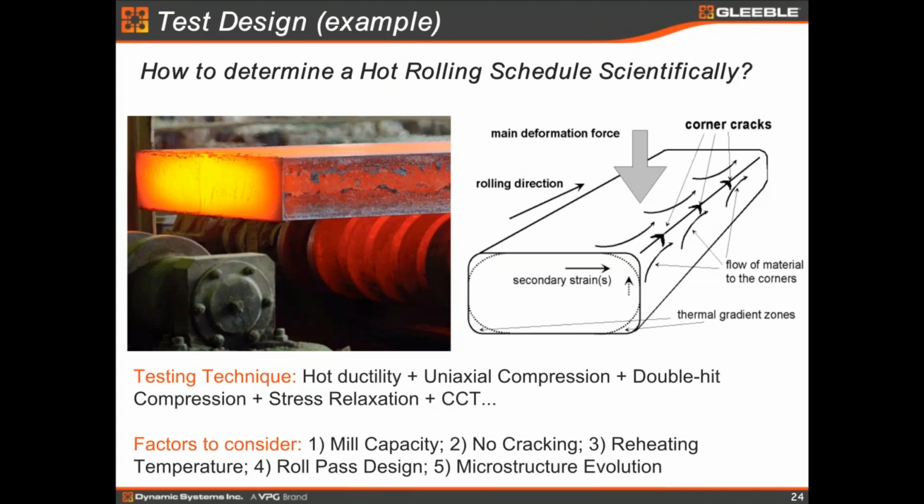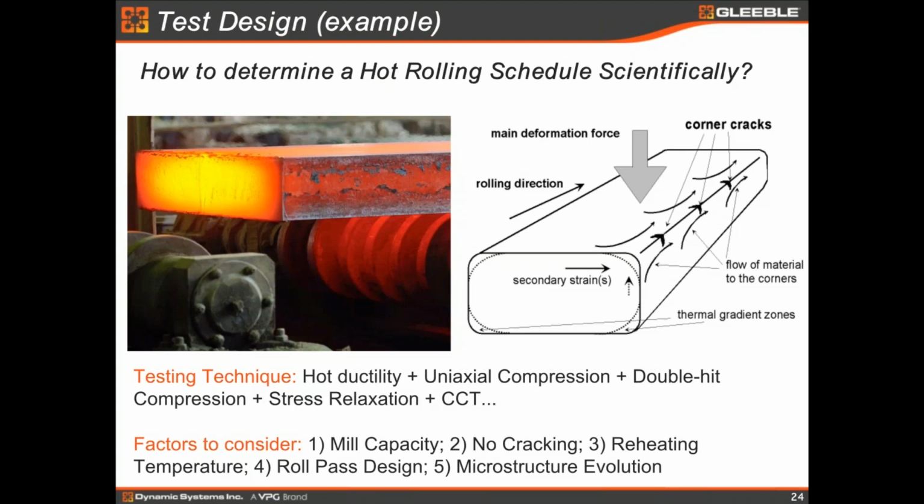We should determine your hot rolling schedule scientifically, because after all, you want to achieve the best material properties for your customer. So in order to do that, there are at least 5 factors you have to consider. First, the mill capacity, right? You have to make sure that the mills or forgers can do the deformation you want. Secondly, you make sure there is no crack. Nobody likes crack.